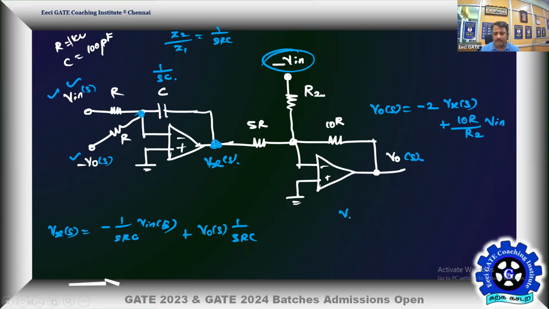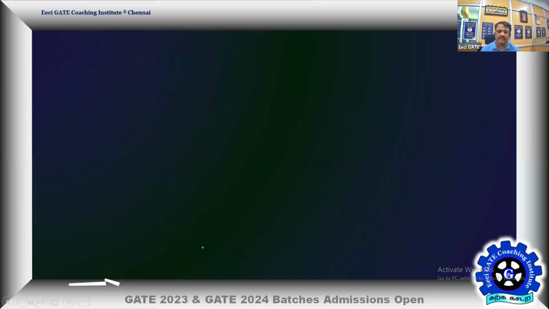So then V naught of S is going to make one more equation, that is minus 2 times your Vx plus 10 times your resistance R divided by R2 into V in. So we can substitute your Vx in this, then we can make a single equation that is a function of V naught and V in, and we look for the desired transfer function, which is all pass. Okay. So the next step. So this is your Vx.